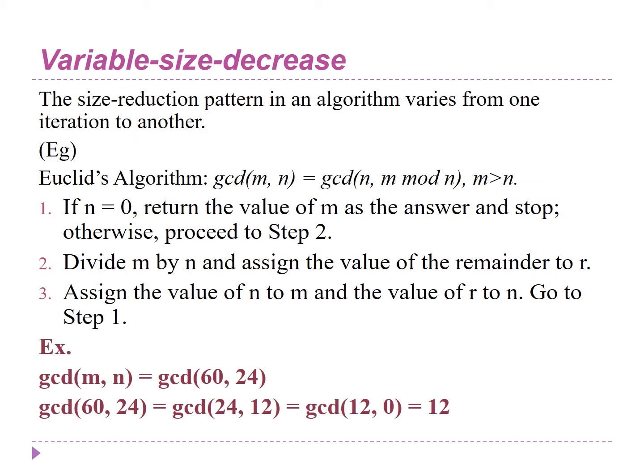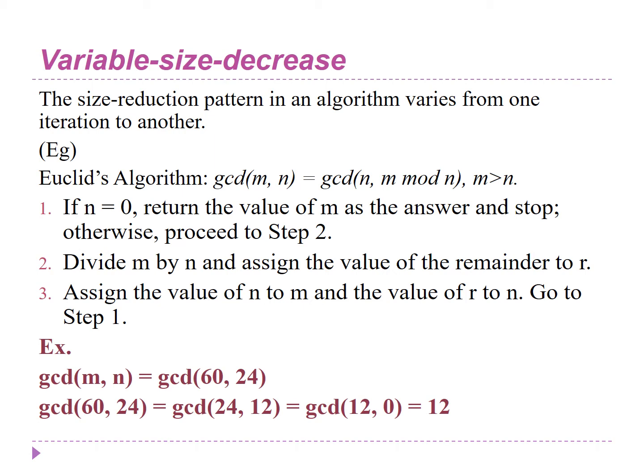Variable size decrease technique. In this, the size reduction pattern in an algorithm varies from one iteration to another. An example of variable size decrease technique is Euclid's algorithm. Euclid's algorithm finds the greatest common divisor of two positive integers. Let us consider the positive integers to be m and n, where m is greater than n. Then, by Euclid's algorithm definition, GCD(m, n) equals GCD(n, m mod n), where the mod operator finds the remainder when m is divided by n.